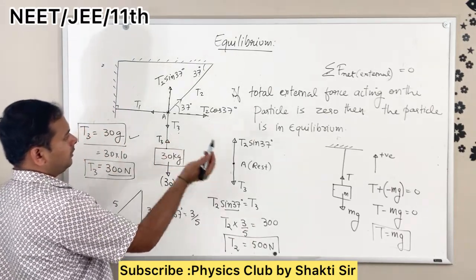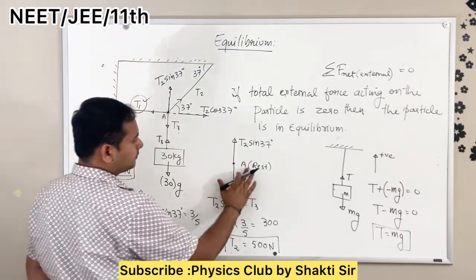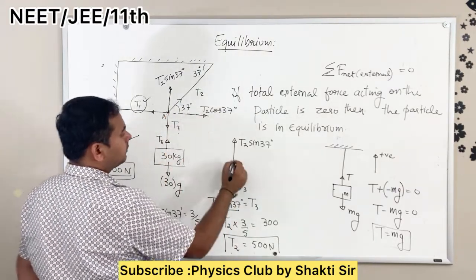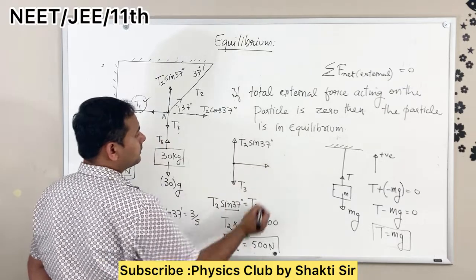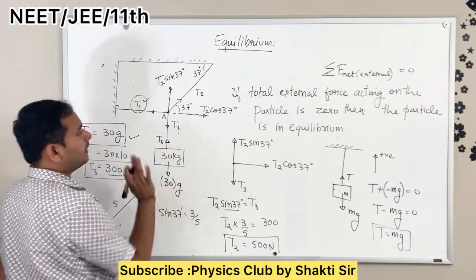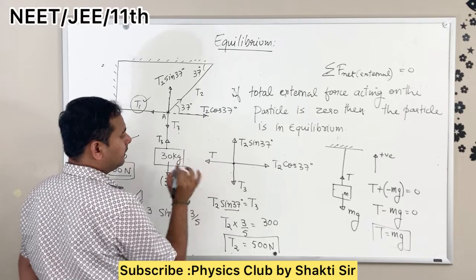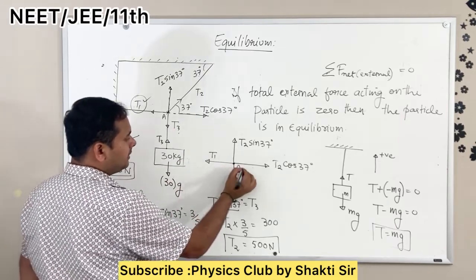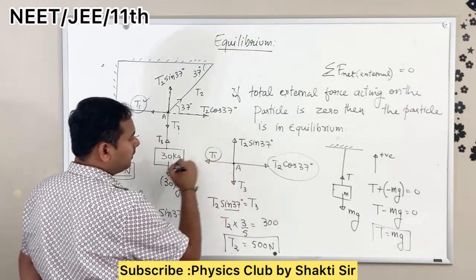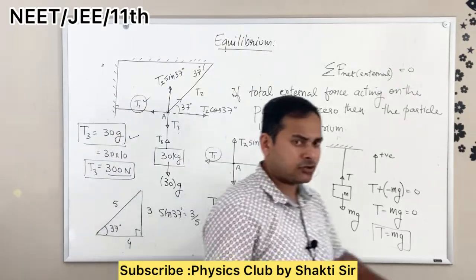Now just T1 is left. Again, at point A, let's consider horizontal forces. T2 cos of 37 towards the right side and T1 towards the left side. T1 is acting towards the left side. Again, the point A is at rest. So this force must be equal to T1. So we will equate these two forces and solve for T1.